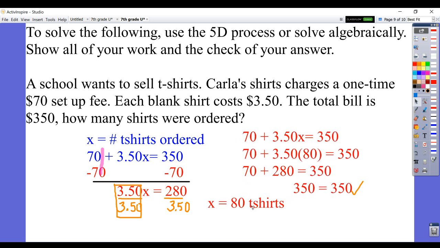Oops, move this over a little bit out of the way. So that would be my showing my work, because I solved it algebraically. Again, make sure you show all your work if you do it with 5D as well, including your 5Ds and your check.